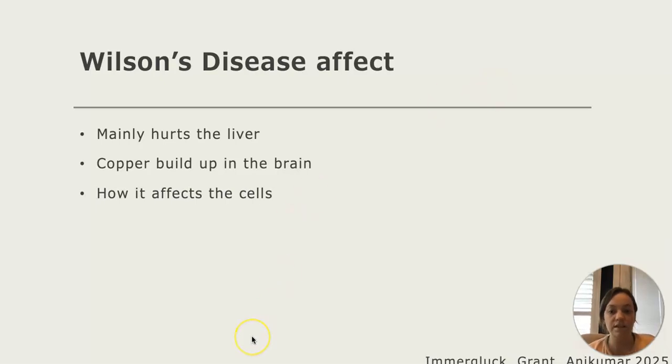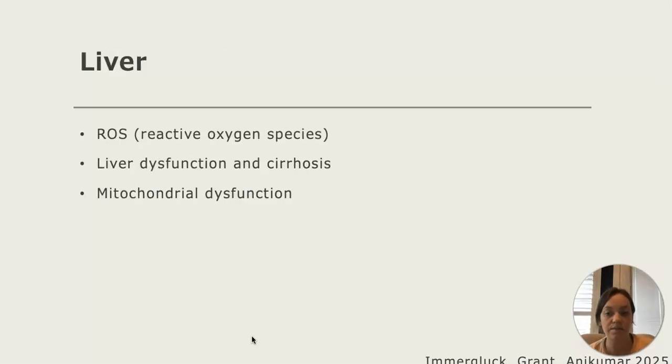Wilson's disease mainly hurts the liver. It also can spill out of the liver cells into the bloodstream and can reach the brain and kidneys. In the liver, the excess copper causes an activation of reactive oxygen species. These cause oxidative stress and damage parts of the cell. This damage, our reactive oxygen species, causes inflammation, fibrosis, and even cell death. And this can cause liver dysfunction and cirrhosis in severe cases of Wilson's disease.